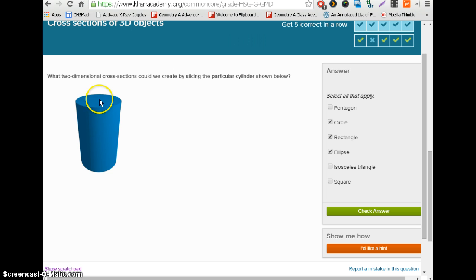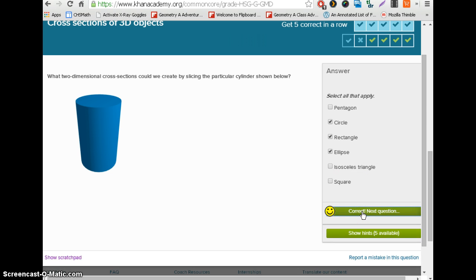Isosceles triangle. Well, I need to have a vertex, so I could cut it right here. And I could get one face here, but the other side, I'd get another side here if I cut it. So I'd say no on the triangle and no on the square unless the diameter was the same as the height, which it clearly appears not to be. So I'm going to just go with those 3.